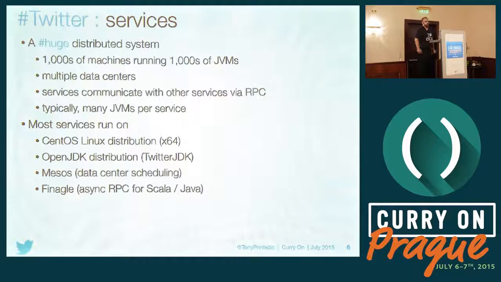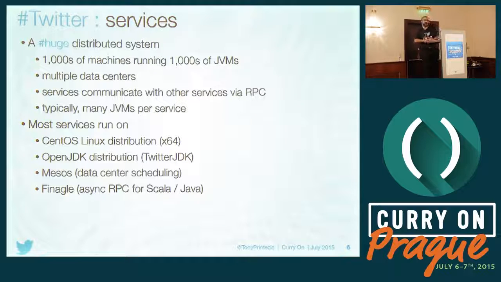Okay, so services. So basically, Twitter is a huge distributed system, right? So there are thousands and thousands and thousands of machines running thousands and thousands and thousands of JVMs. I can't give you actual numbers, I'm afraid, sorry, I'm not allowed, but thousands and thousands, okay? And don't read too much into how many times I said thousand, okay?